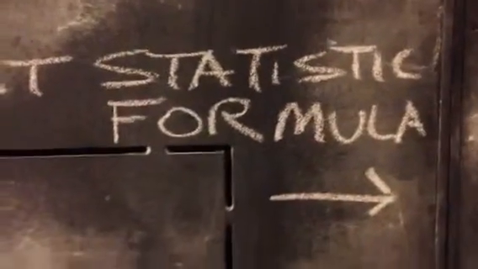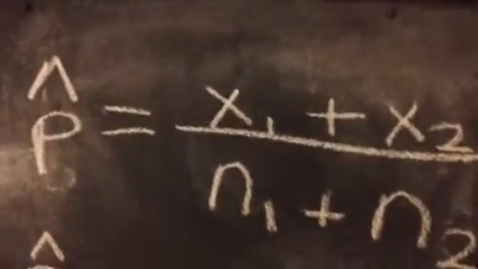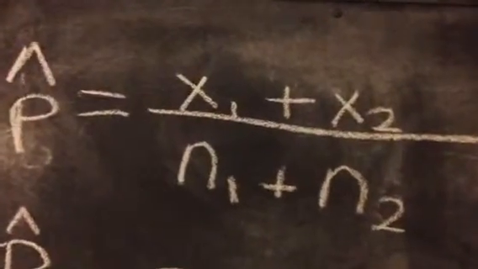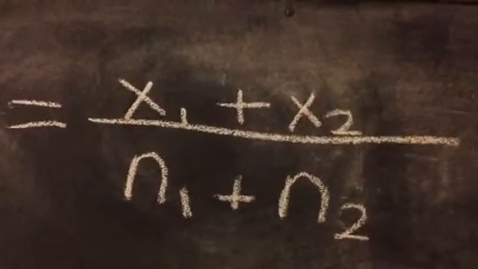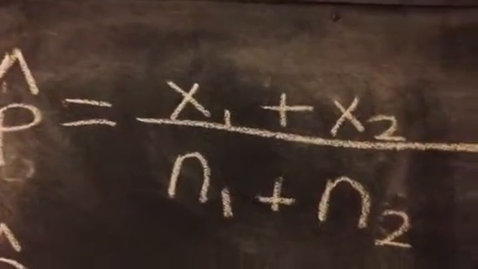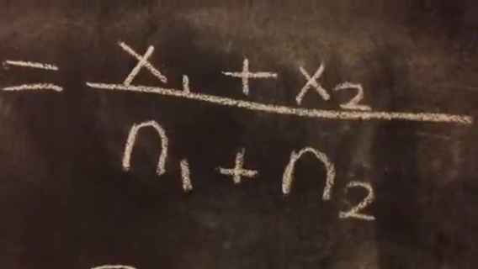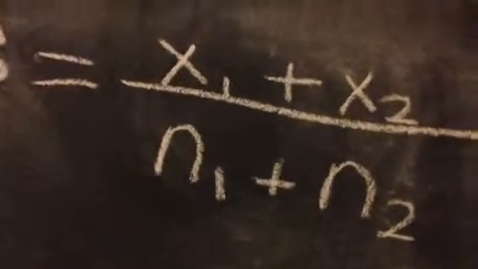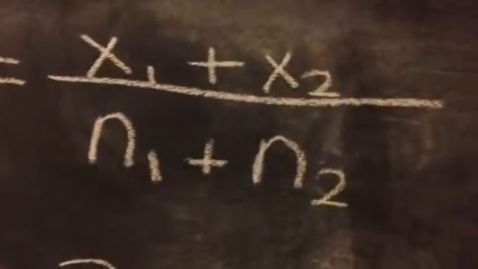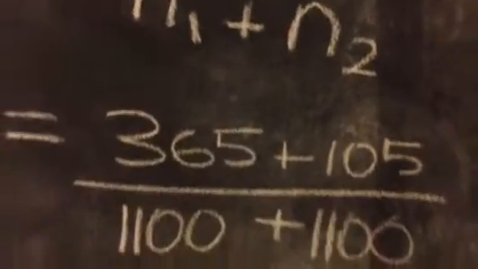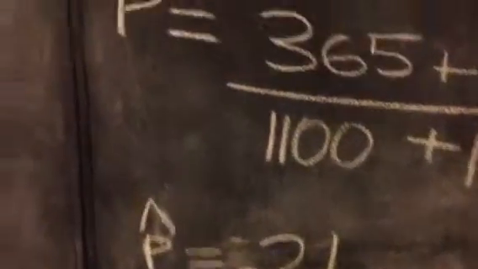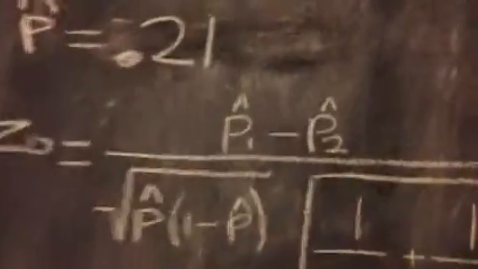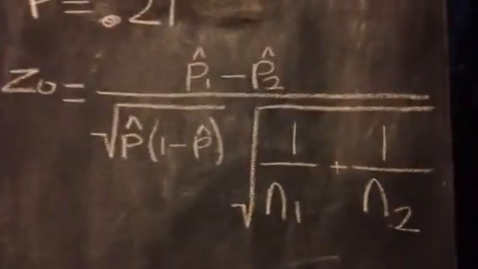Next thing we do is the test statistic formula. I started off with the p hat value that you actually have to figure out first and then plug into the equation. So you take the x values of our two populations and you take their sizes and add them together and then divide the two, as you can see here, and then we come up with a nice 0.21.